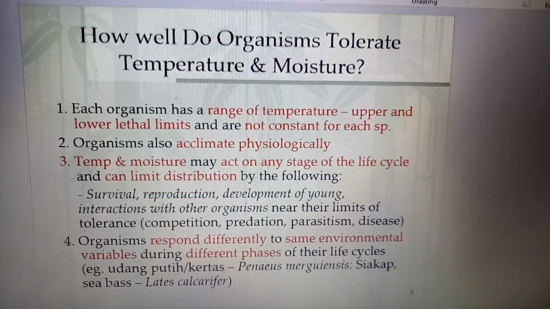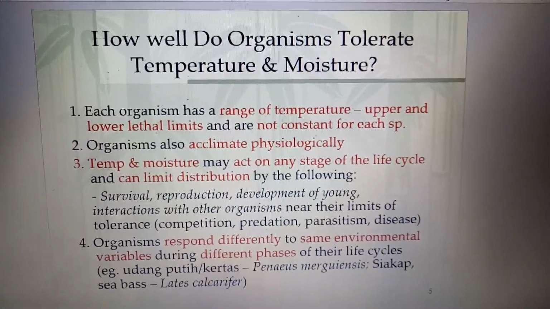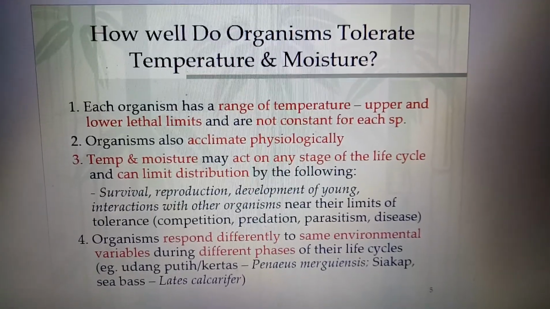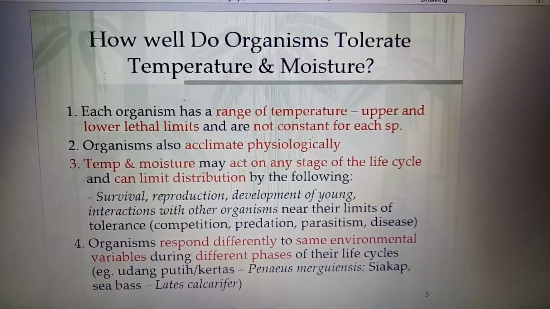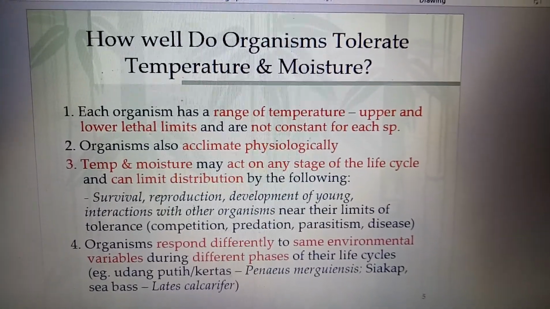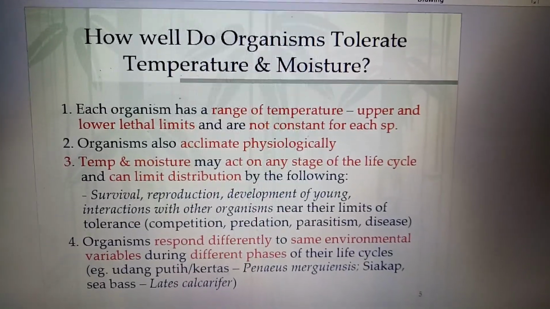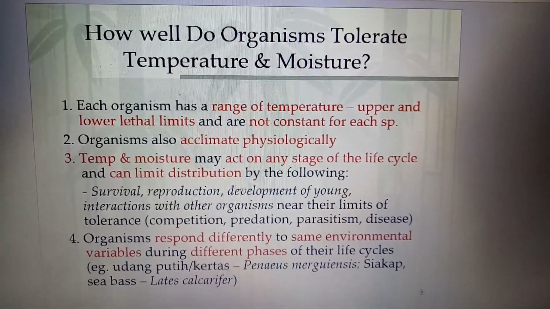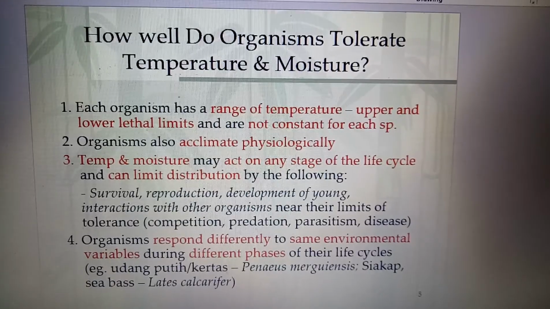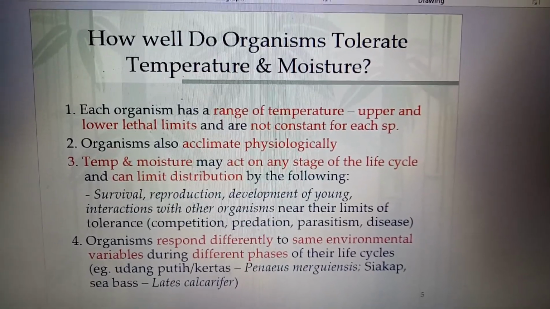Okay, how well do organisms tolerate temperature and moisture? Number 1, each organism has a range of temperature, upper and lower lethal limits, and they are not constant for each species. So it depends on the type of species. Okay. Number 2, organisms also acclimate physiologically.